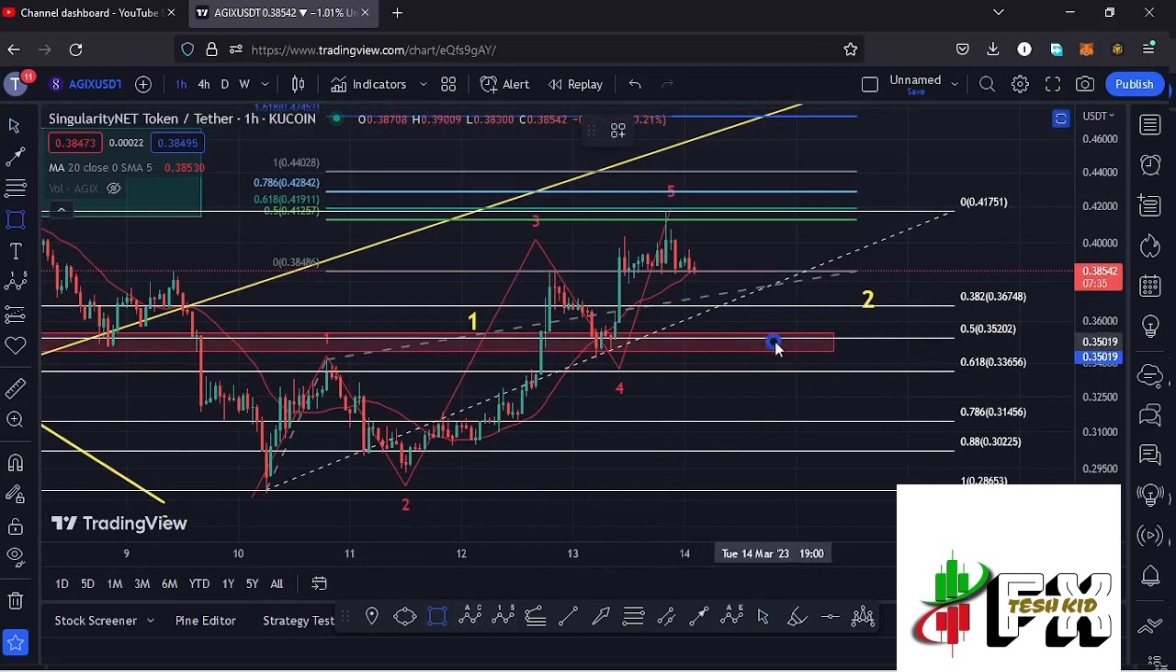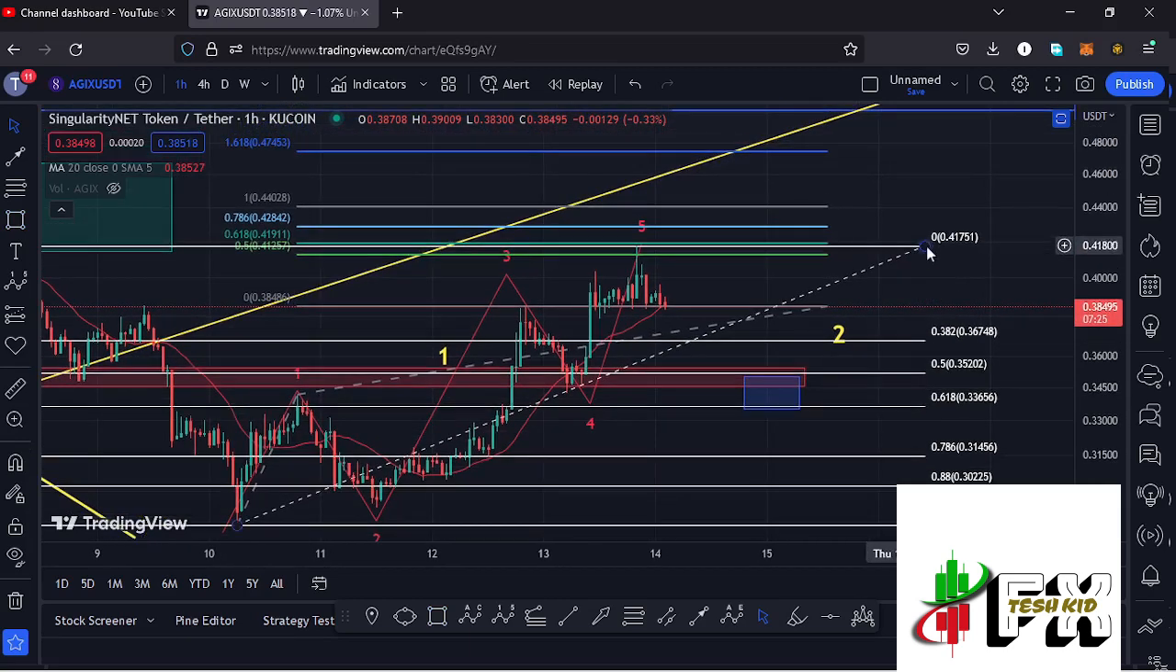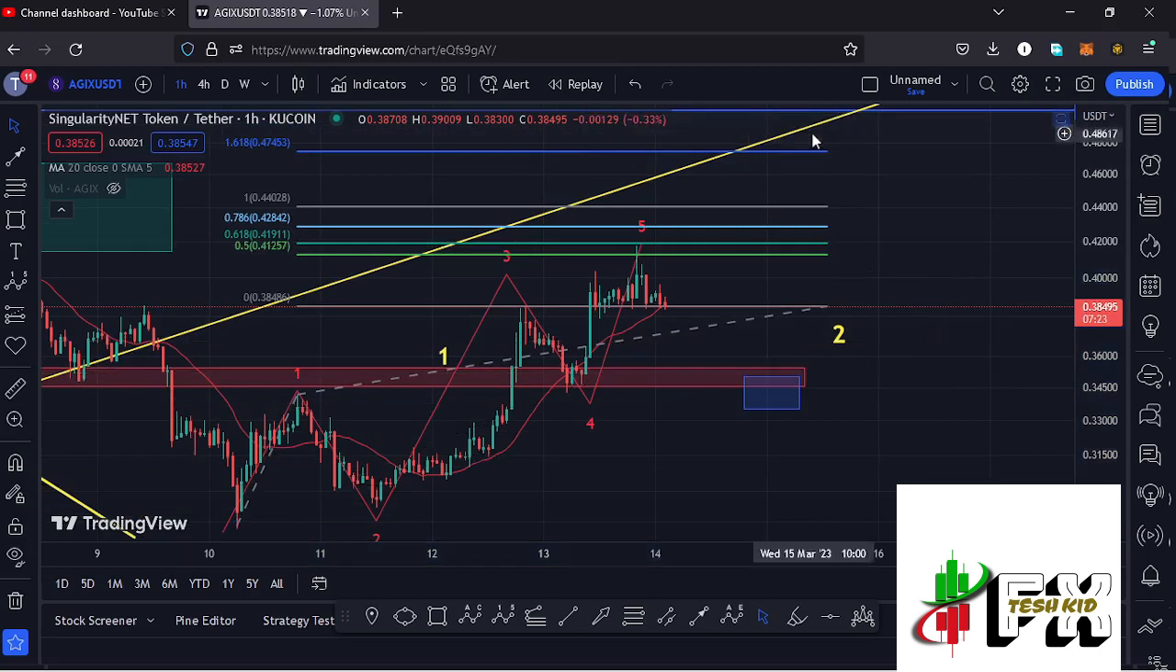which is a target area that lies between the $0.35202 mark and the $0.33656 mark. And once we fully maximize this target area, then we can expect another explosive move to the upper side in the formation of that wave 3.